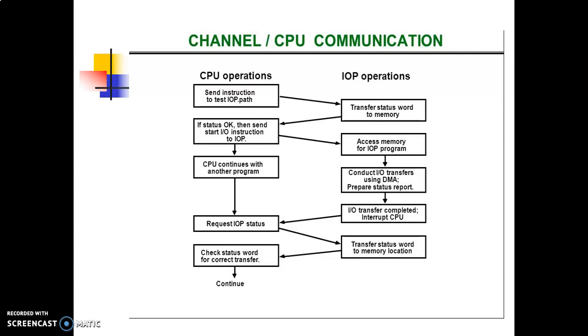The CPU refers to the status word in the memory to decide what to do next. If all is in order, the CPU sends the instruction to start IO transfer. The memory address received with this instruction tells the IOP where to find its program. Then the CPU can now continue with another program while the input-output processor is busy with the IO program. Both programs refer to memory by means of DMA transfer.